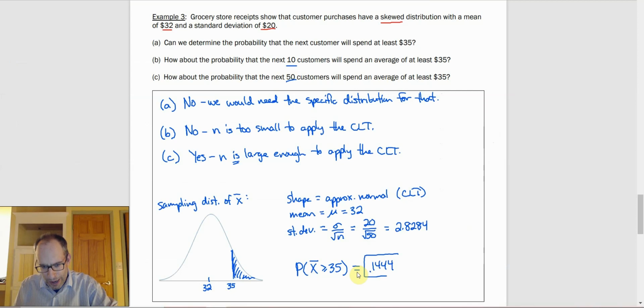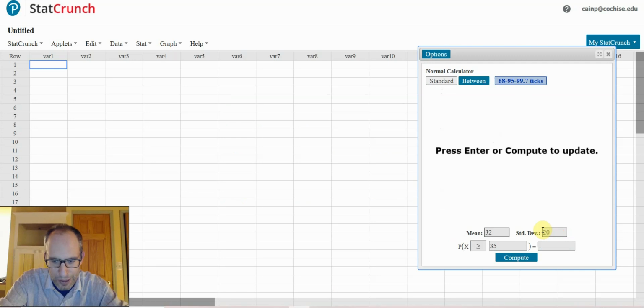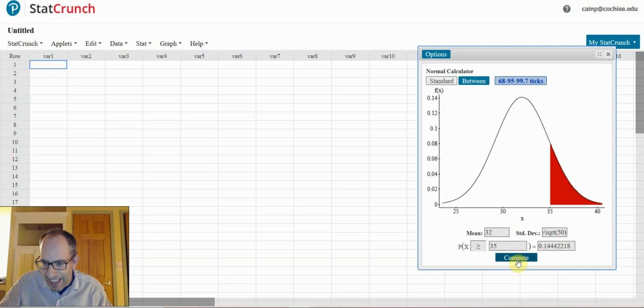So 0.1444. And actually, there's one thing I wanted to check. Could you put the standard deviation in as 20 divided by square root of 50? Like this? Will this actually work? Yes. Okay, good. The reason I typed in the standard deviation without rounding it was because I wanted to see if you could do the whole thing without actually using a calculator. And you can, right? I suppose if you have a calculator with the normal distribution on it, you can use that instead of StatCrunch. That's absolutely true. But if you're in a test situation where you had StatCrunch but didn't have a calculator with you, I think you'd still be fine since this works, right?